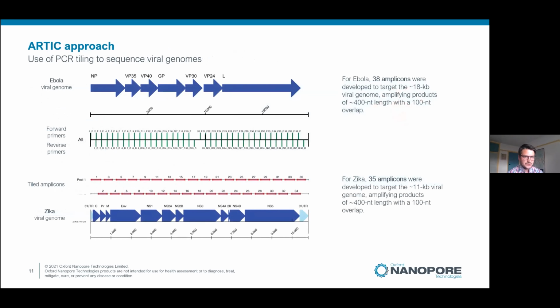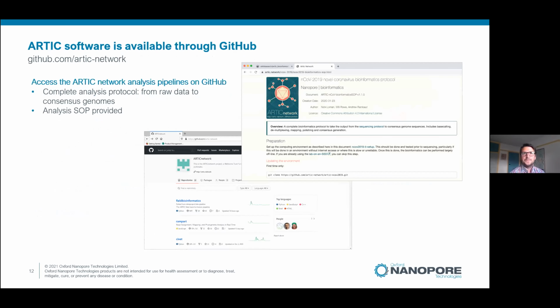So how did they do this? Well, to begin with, what they were doing is to have 400 nucleotide amplicons with 100 nucleotide overlap, so a PCR tiling approach. And for Ebola, they had 38 amplicons. For Zika, they had 35 amplicons, and these were able to capture the entirety of the virus very easily.